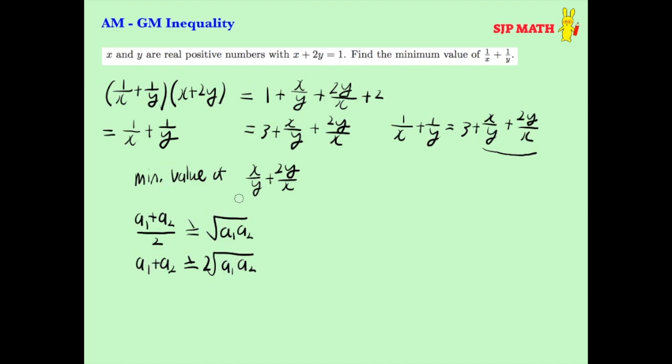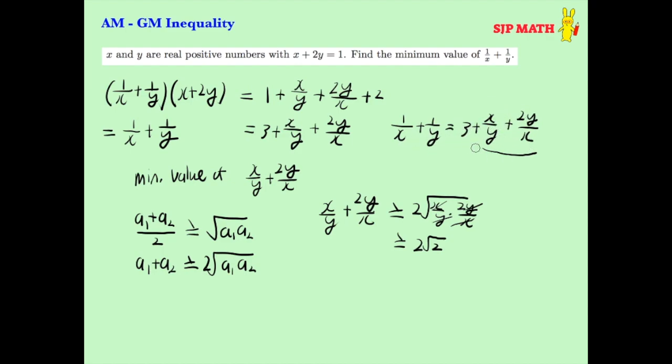So let's put a1 as x over y and a2 as 2y over x. So x over y plus 2y over x is larger than or equal to 2 times the square root of x over y times 2y over x. So as I said before, these x's cancel out and these y's cancel out, leaving us with 2 root 2. So we found the minimum value of x over y plus 2y over x, which is 2 root 2. Now we need to find the minimum value of this.